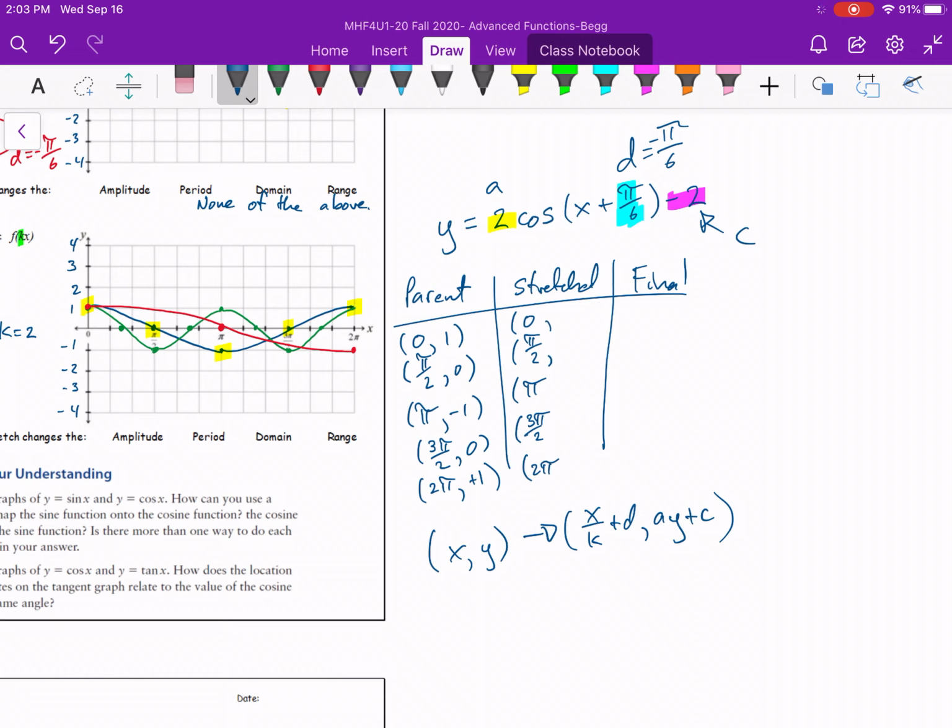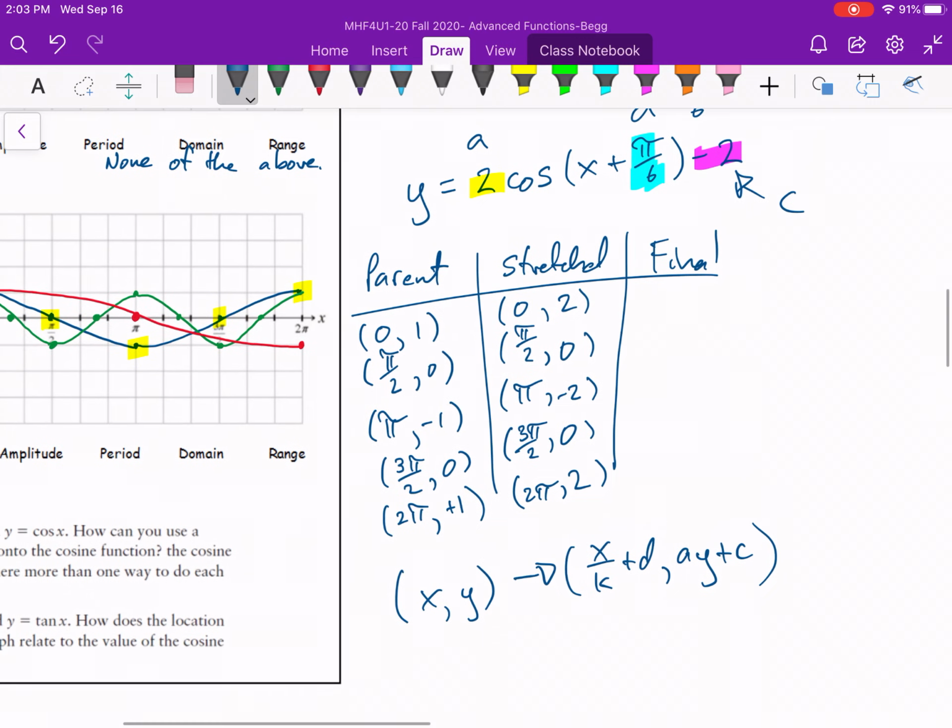And I'm going to multiply all my y values by a, which was 2. So I get 2, 0, negative 2, 0, 2. Then I'm going to add my d value to all my x's. This is probably the most difficult because we have to add fractions. Don't let the pi throw you off.